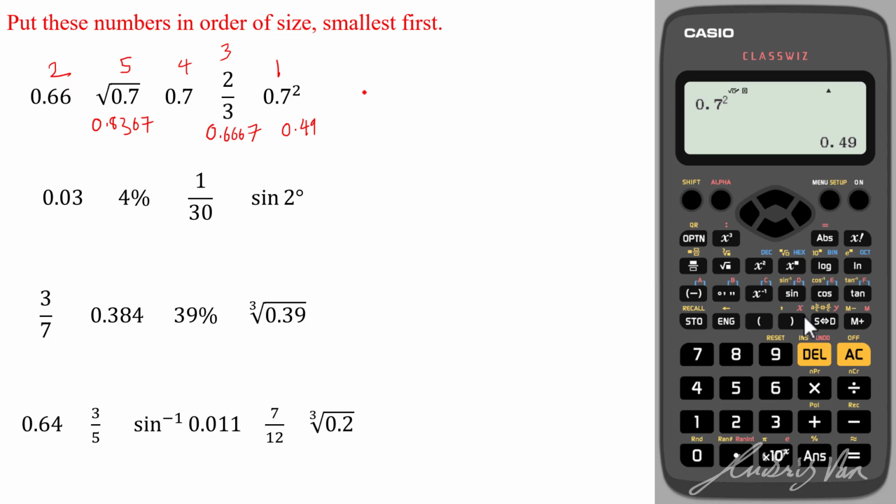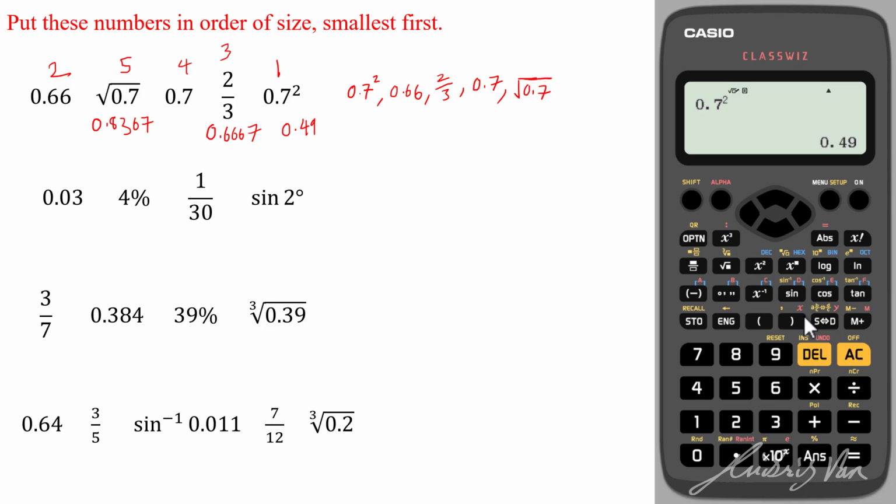So if I want to arrange them from the smallest to the largest, it will be 0.7 square, comma, 0.66, comma, 2 over 3, comma, 0.7, and finally square root of 0.7.